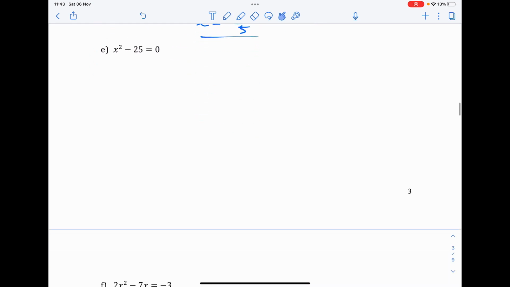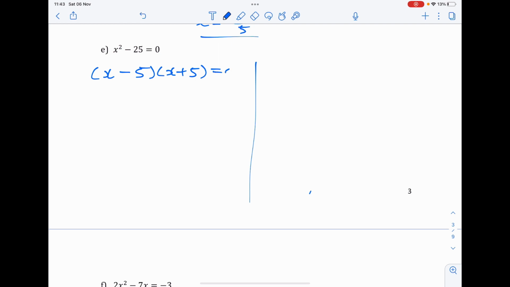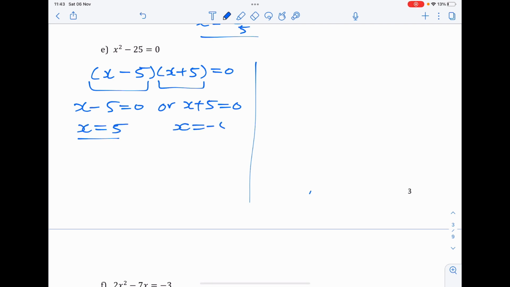The next one. There are two ways to go about this one when you have an x squared and then just a number value. You can either take over the 25 to the other side, or you can do a difference of two squares. I'm going to do the difference of two squares method, or actually I'll show you both. So (x - 5)(x + 5), difference of two squares. And we make each factor bracket equal to 0. x - 5 = 0, or x + 5 = 0. And solve each of those. So x is equal to 5, or x is equal to -5.